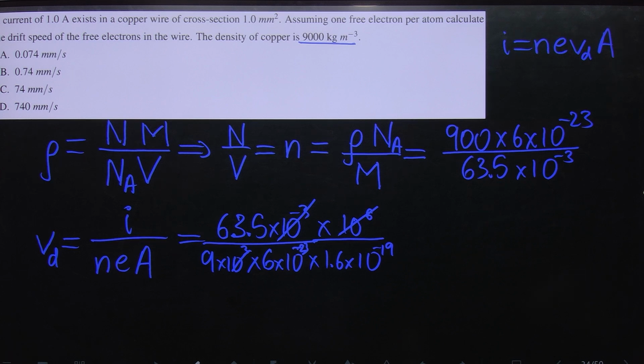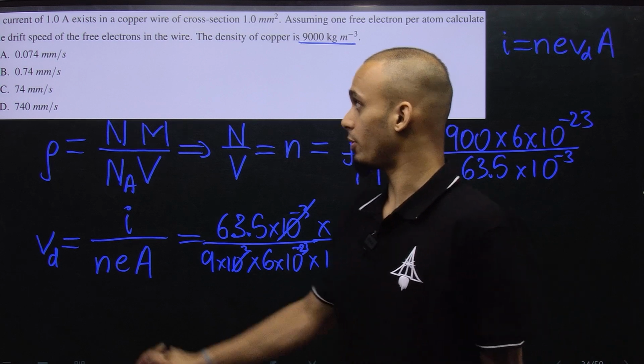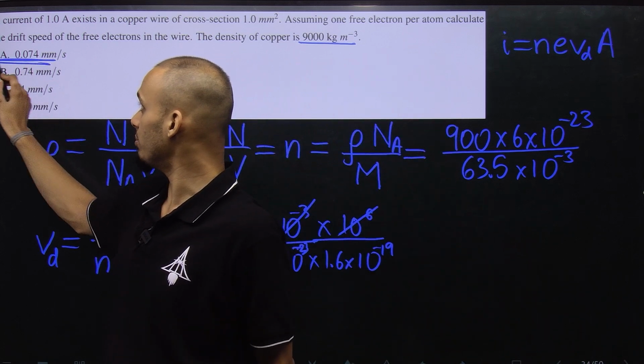Calculator is provided to you. Let me quickly whip out my calculator and let's see what the answer is. 63.5 divided by 9, again divide by 6, again divide by 1.6. 0.74 is what we are getting. 0.74 into 10 power, we need to count the number of decimal places. So 0.074 millimeters will be the answer.